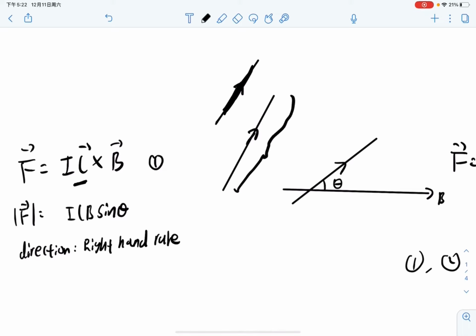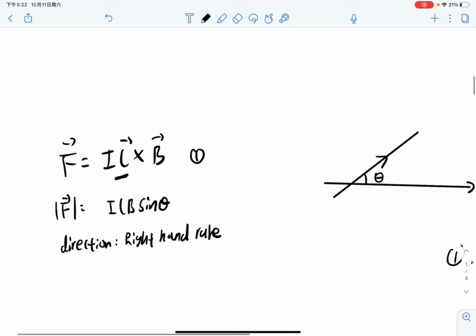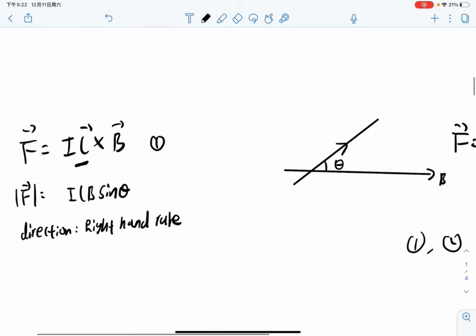So the direction of L is in the direction of the current. And the magnetic force is I L cross B. And you can determine the direction of the magnetic force using the right-hand rule.